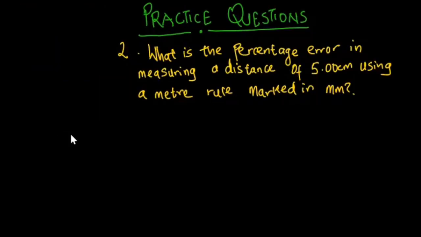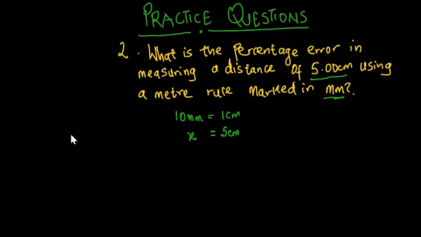So our second question reads, what is the percentage error in measuring a distance of 5 centimeter using a meter rule that is marked in millimeter? So the meter rule is marked in millimeter, but I'm trying to read something of 5 centimeter. So the first thing I'll do, I'll convert 5 centimeter to millimeter. Now in conversion, 10 millimeter is equal to 1 centimeter. But what we have here is 5 centimeter. So 5 centimeter is equal to what in millimeter?